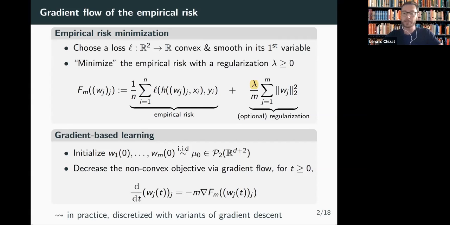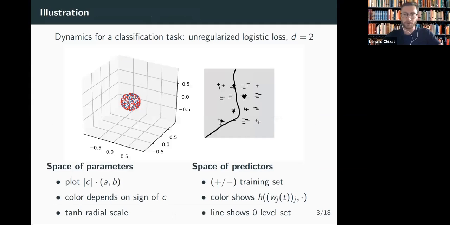So before I present the theory associated to this dynamic, I want us to watch together what it looks like on a specific example. So here, this is the dynamics of training for a classification task where I have trained a 2-layer neural network on the unregularized logistic loss. So we have a classification task in 2 dimensions. Here, this is the space of predictors. We will see the decision boundary that will evolve in time. And we have 2 classes of pluses and minuses.